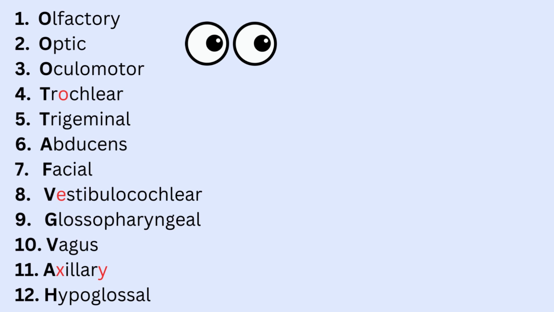And finally, we have 2 V cranial nerves. 8 is vestibulocochlear and 10 is our vagus nerve. Now, honestly, like I said, I don't think you're going to need these tricks for long. The vagus nerve is such an important nerve that we usually very easily associate it with cranial nerve 10.